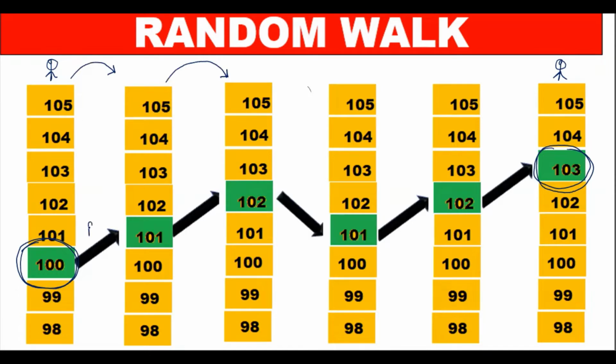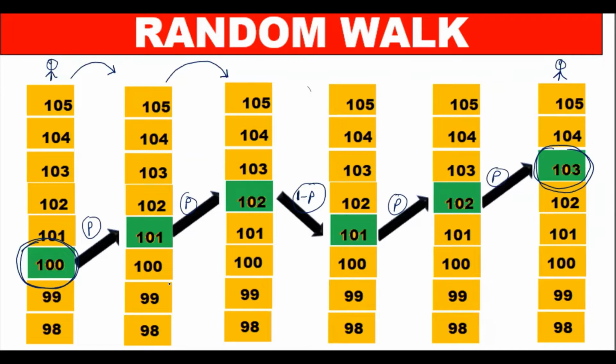Suppose winning probability is P. If I lose, it is 1 minus P. In case of a symmetric random walk, you can take P as 0.5. Then I have to win to reach 103. I want an increment of 3 out of 5 times. Out of 5 times, I have to win 4 times because I am losing once. So 4 increments here and 1 decrement. This decrement can happen anywhere.